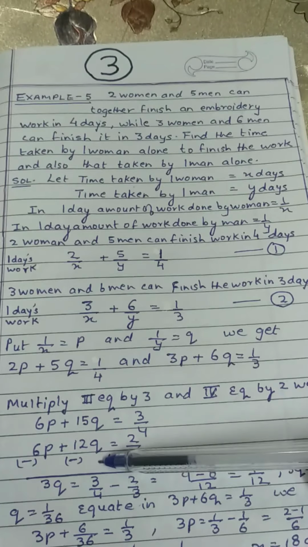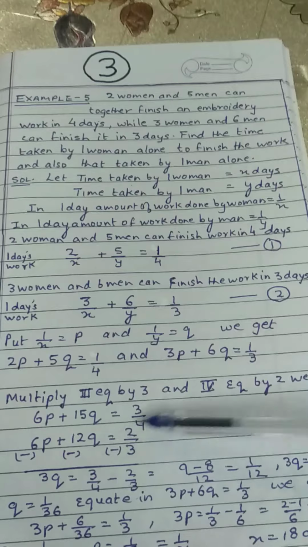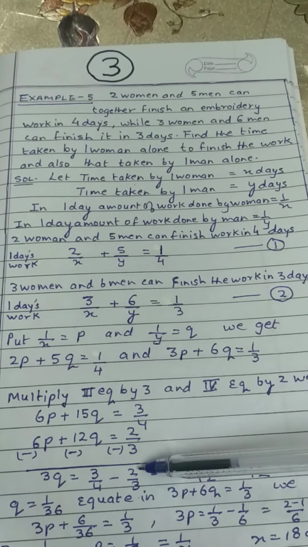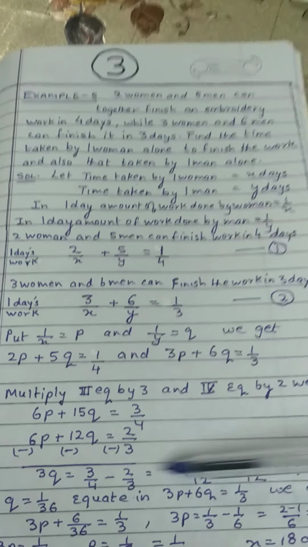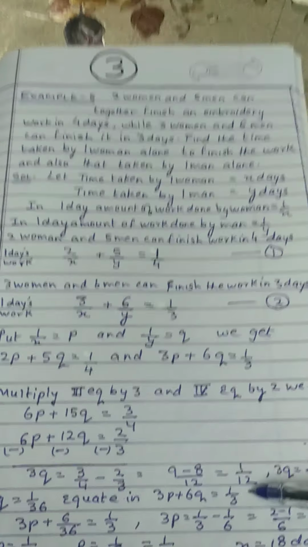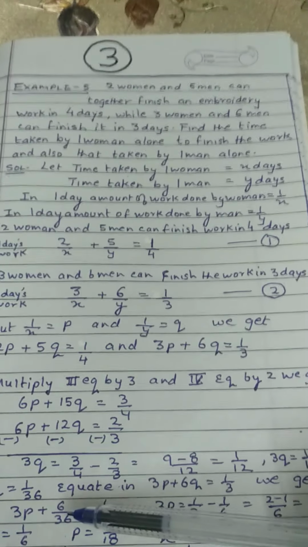Change the signs. 6p cancels out. 15 minus 12 is 3q. From 3 upon 4 we subtract 2 upon 3. Taking the LCM, 3 3s are 9, 4 2s are 8, so 1 over 12. 3q is 1 over 12, q is 1 over 36.